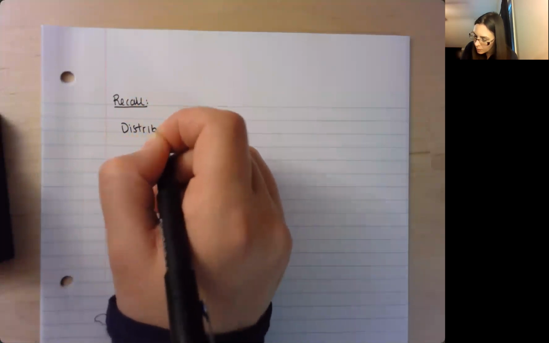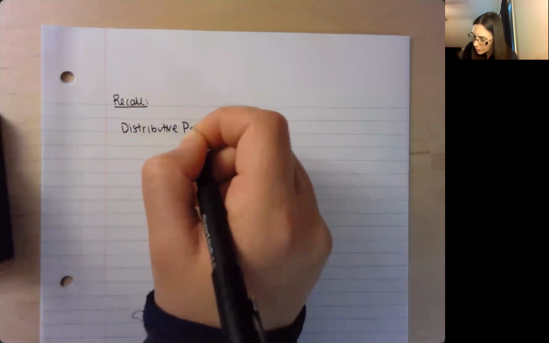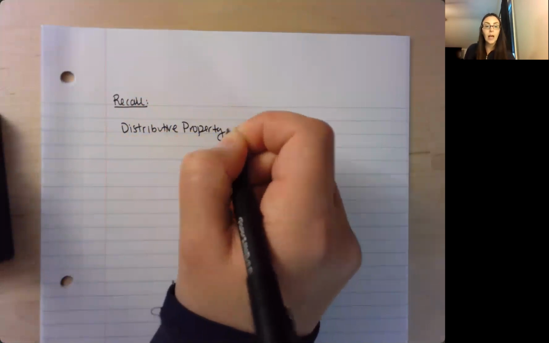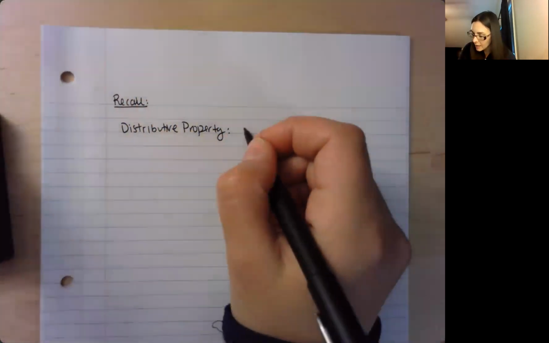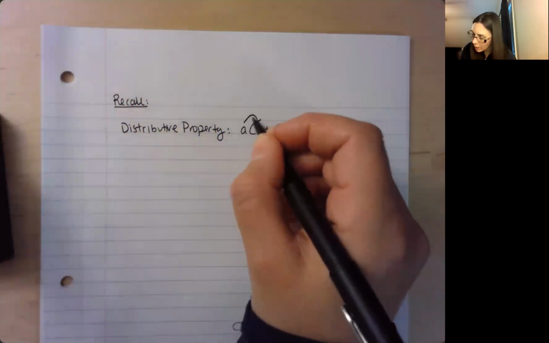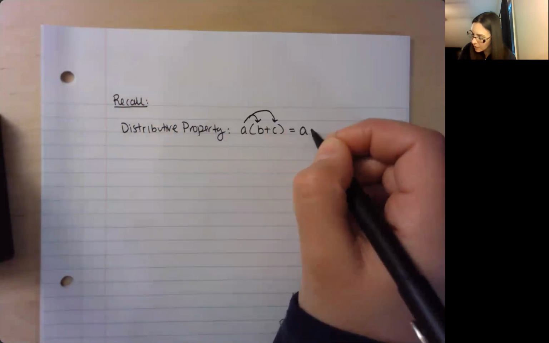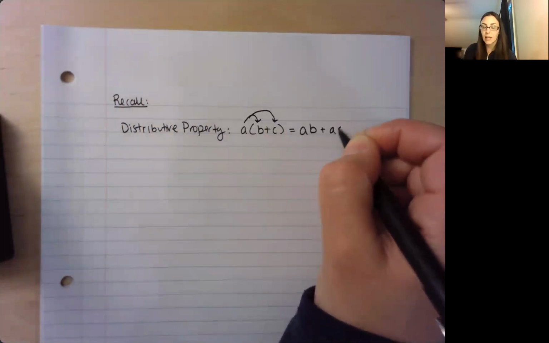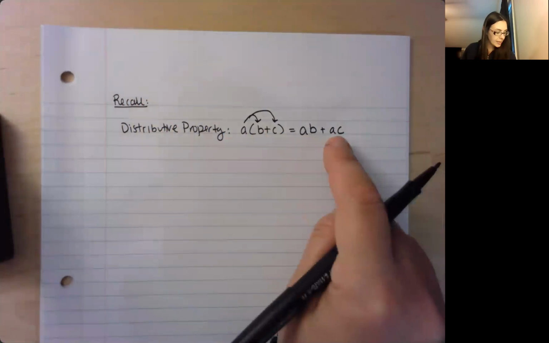All right, and I do want to recall one more property here, or I guess a couple more, but we're going to just do it quick. We do use the distributive property a lot. So the distributive property says that if you have a times b plus c, then you can distribute that a throughout, and it's multiplication. So you have ab plus ac. This is, again, a times b, a times c.